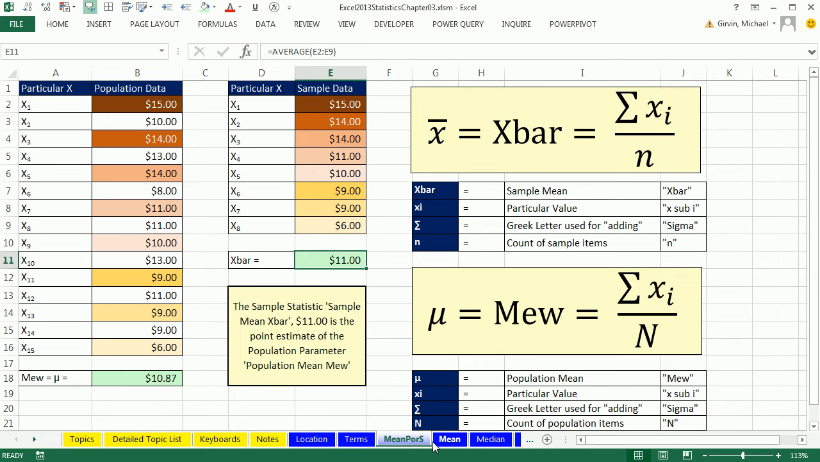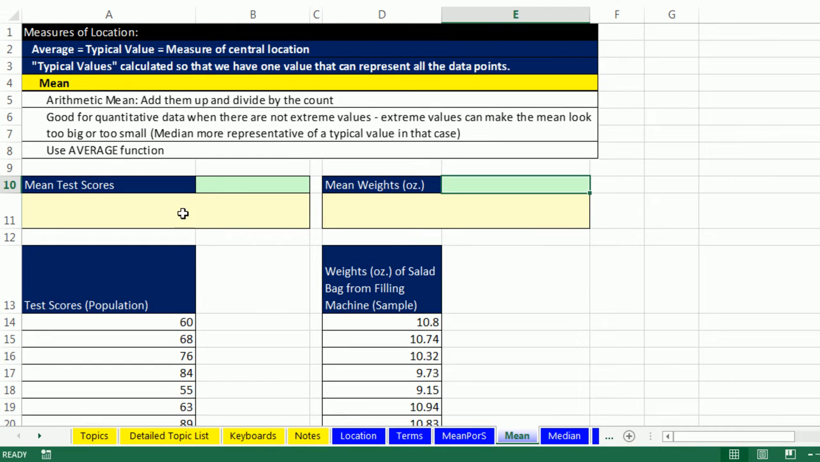All right, let's go over and talk about mean. I'm going to go to the sheet mean. Now, this is a measure of location. It is an average, a typical value, a measure of central location. We want to think of typical values, though, as calculated so that we have one value that can represent all the data points. If you are talking about test scores, we want to calculate the average so we can communicate and talk and discuss with people. Hey, the average was 75.